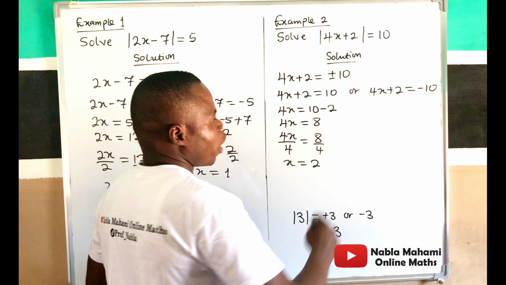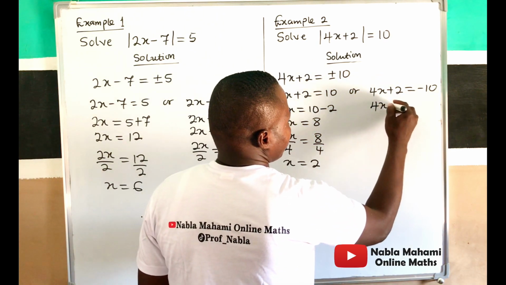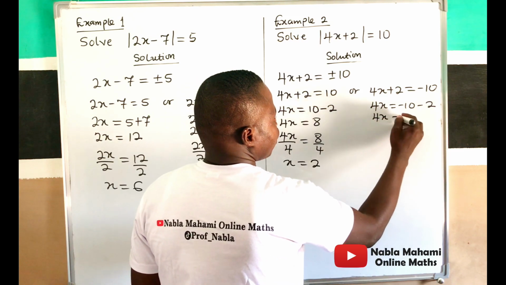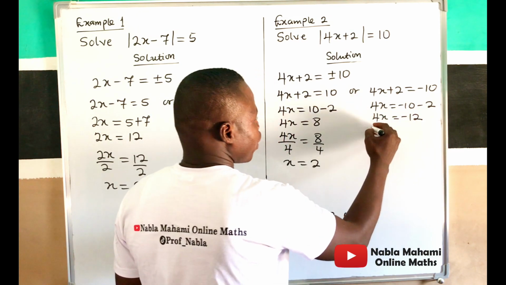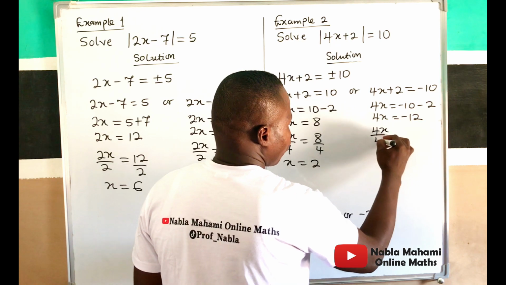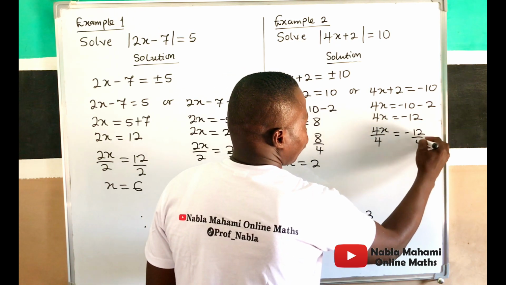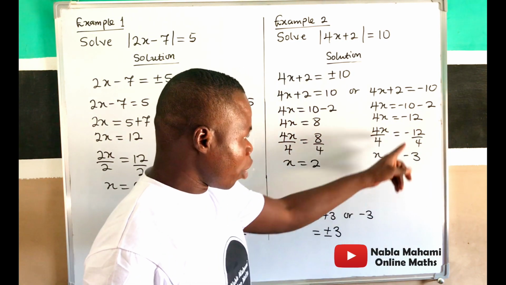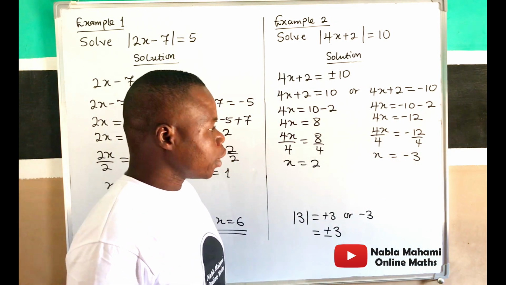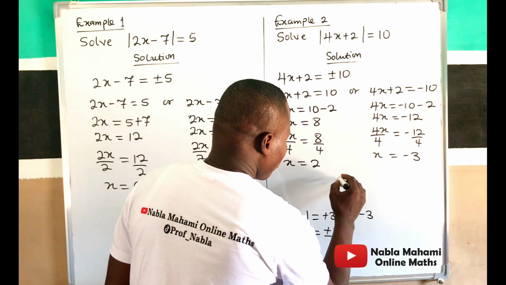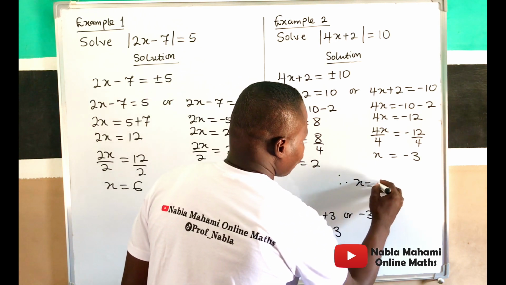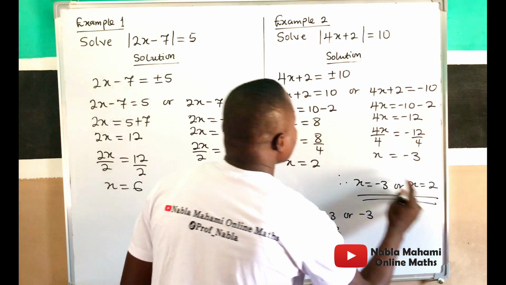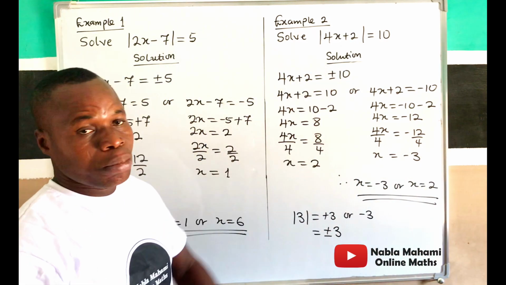Solving this part 2, I have to gather like terms. Meaning 4x is equal to minus 10. When 2 goes there, it will be minus 2. Then 4x is equal to minus 12. I have to divide by the coefficient of x here, which is 4x over 4 is equal to minus 12 over 4. And x will be equal to minus 3, because 12 over 4 is 3, but we have the negative sign there, so it will be minus 3. I will now conclude by saying that, therefore, x is equal to minus 3 or x is equal to plus 2. And this one too is the solution of this particular example.